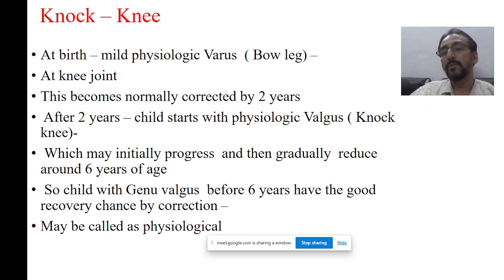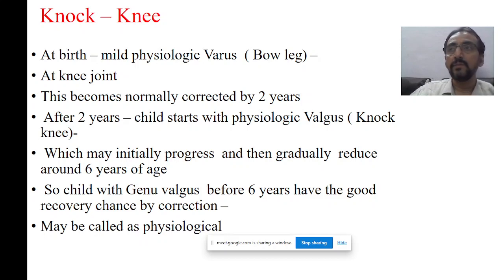One of the most common problems that we will see is knock knee. Knock knee is also called valgus. We have two terms, varus and valgus, and knock knee is considered under valgus, where both the knees get approximated and the ankles get separated. This is called knock knee.